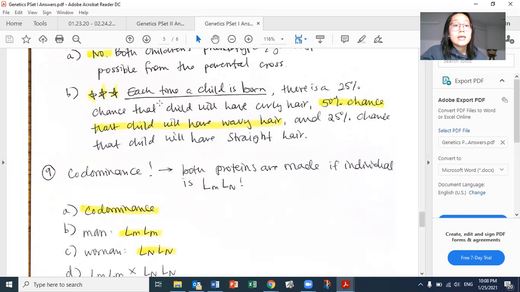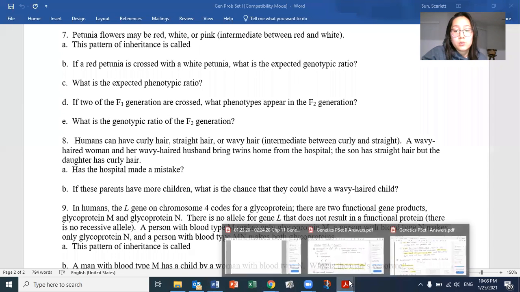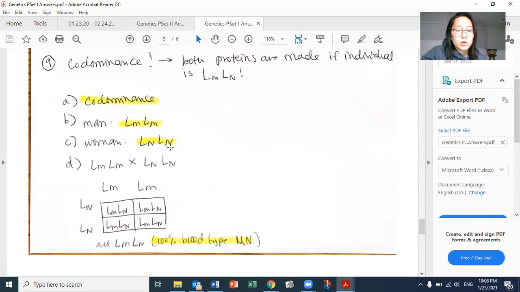So we're going to go, each time a child is born, there's a 25% chance that child will have curly hair, a 50% chance that child will have wavy hair, and a 25% chance that they will have straight hair. So the question was focusing on if the child will have wavy hair, right? So that would be that the child would have a 50% chance of being wavy haired whenever a child is born. Okay, we're going to look at number 9.